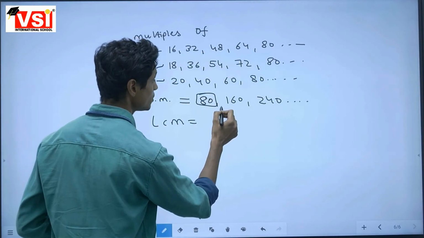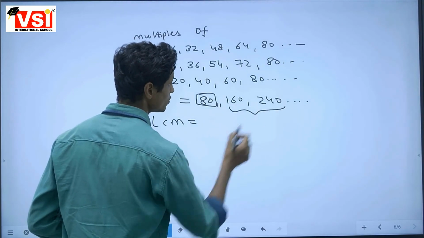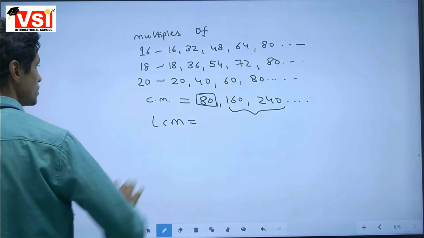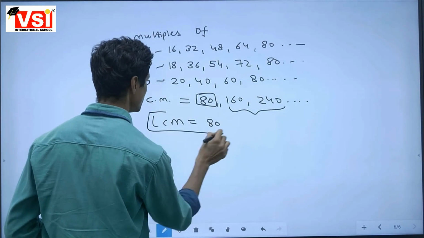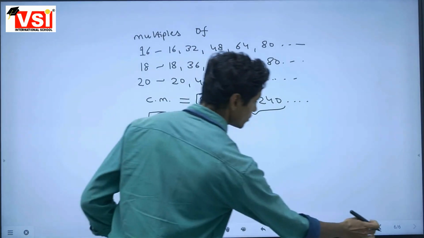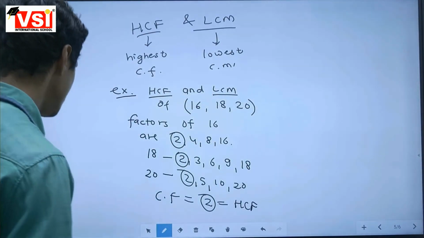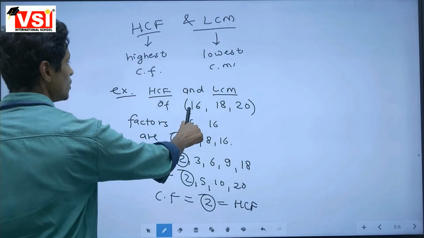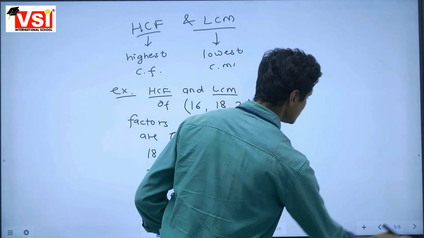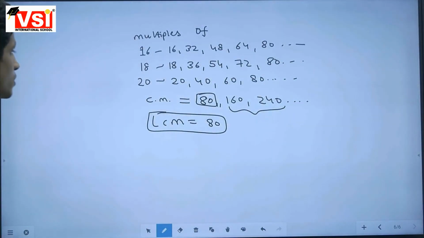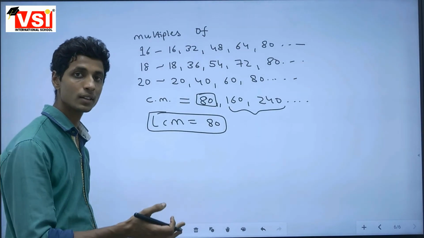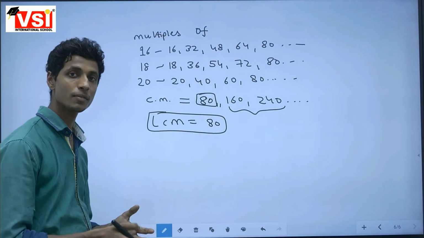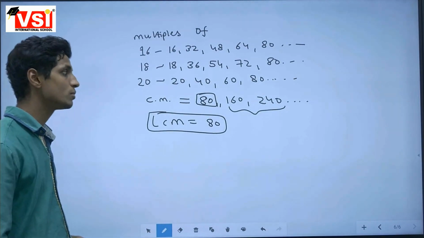You don't have any need to write this entire series. Just find the first common multiple, that will be the lowest. LCM is 80. So for HCF, we found that 2 is the HCF of this group, and the LCM of this group is 80, right? Hopefully you have understood the concept of factors, multiples, common factors, common multiples, and finally HCF and LCM. Thank you so much for joining this session.